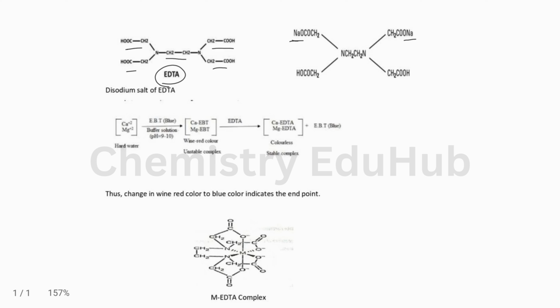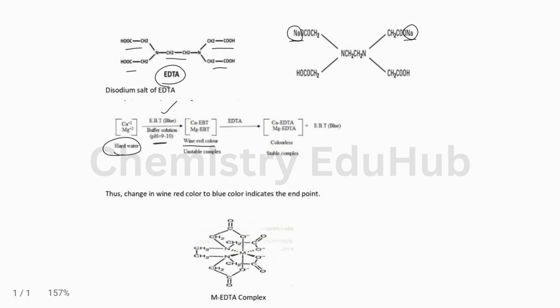And whenever it is replaced with sodium, it forms the disodium salt of EDTA. Now, how it works with the Eriochrome Black T and all, let us see the format. So hard water contains calcium and magnesium ions. When added with Eriochrome Black T, which is blue in color, and the buffer solution we are adding, that results in the formation of a wine red color unstable complex.